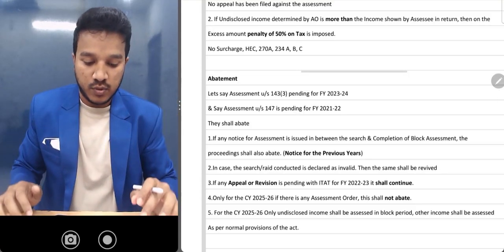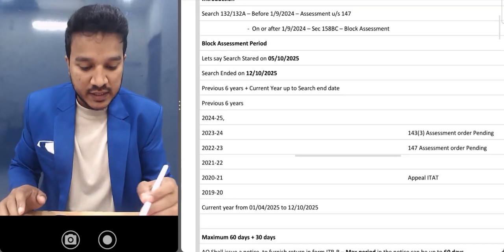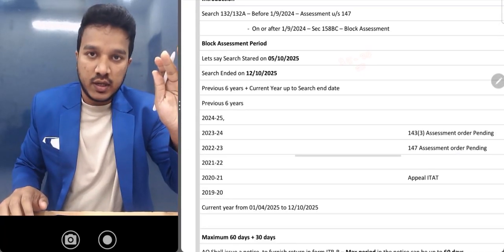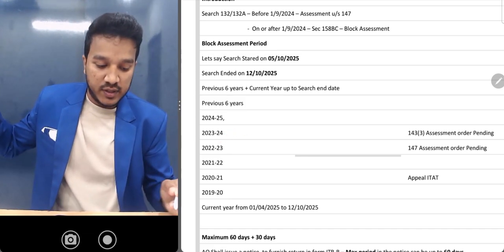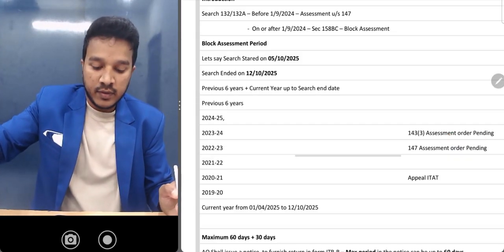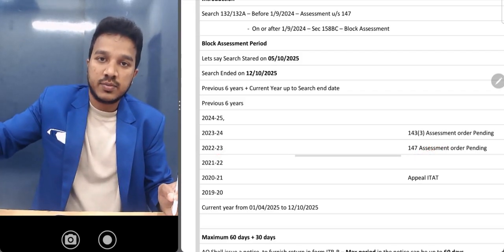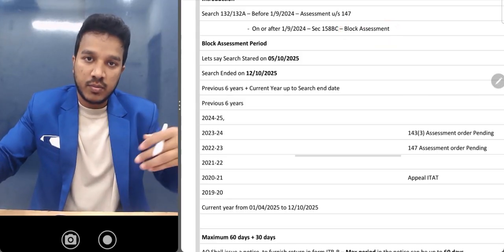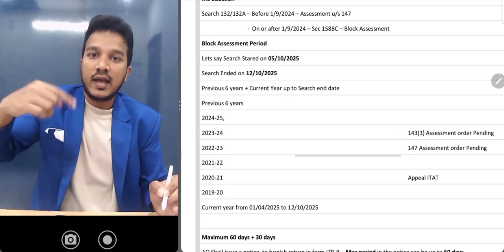देखो यहाँ से क्वेश्चन आने के चांसेस बहुत हैं. See, now block assessment is initiated in the current year, no, in the current year 25-26 they have initiated the block assessment. There could be chances that for the financial year 23-24, for the previous years, there is an assessment order pending. 143(3) में there is an assessment order pending, and then there could be in 22-23 under section 147 some assessment order is pending. Then what happens to this? Once you initiate your block assessment, एक बार block assessment initiate हो गया, all this pending assessment orders will abate.